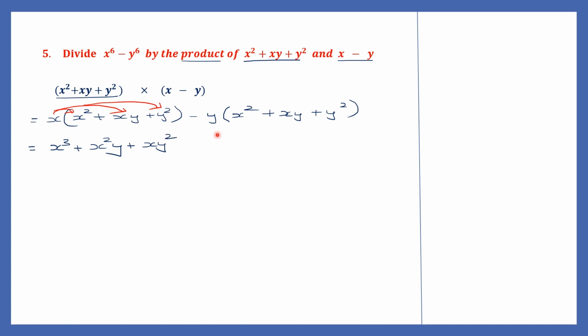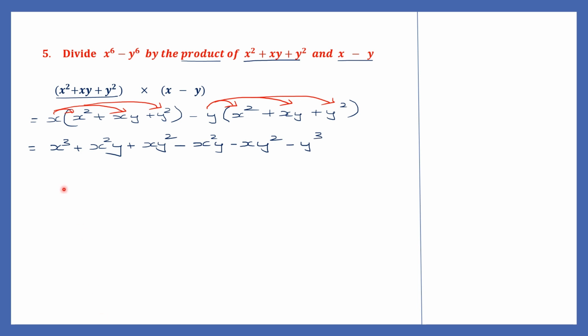Now let's go on to this part here, minus y into each term here. So minus y first into x square. The sign is minus, y into x square is yx square or x square y. You can put it in alphabetical order. Then minus y into xy. Here the sign is minus, y into y is y square. Then we multiply that with plus y square. The sign is minus, y into y square is y cube.